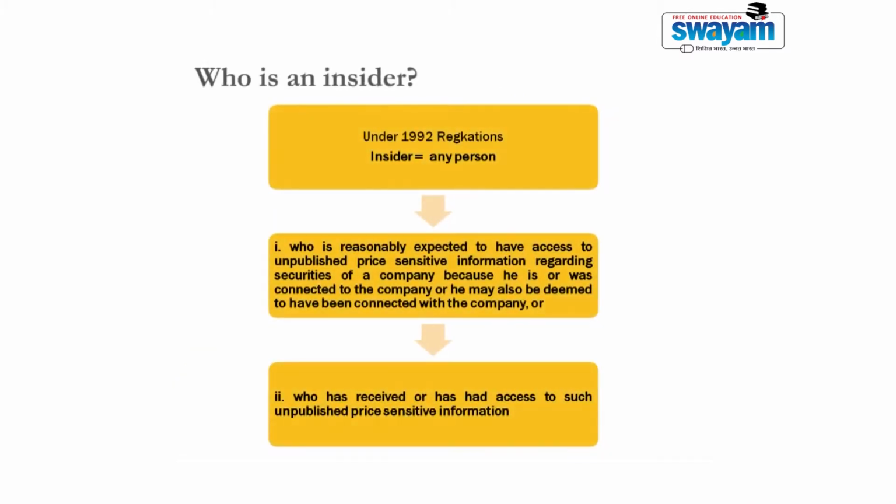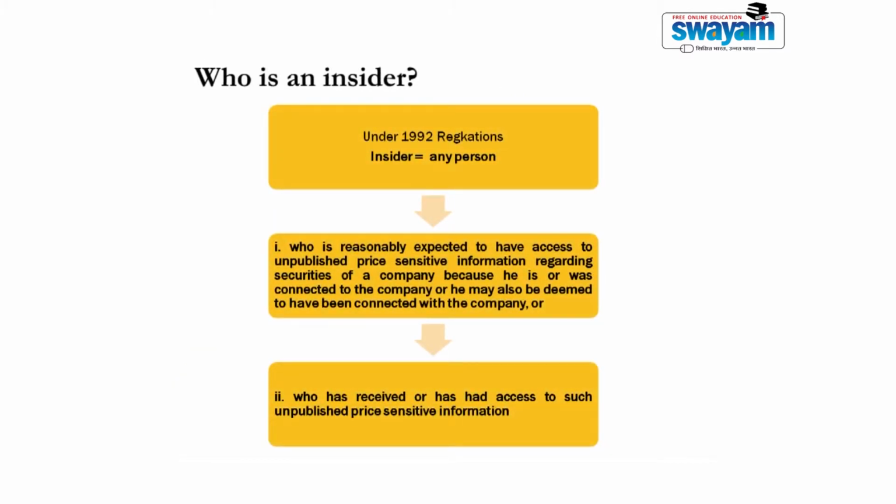So we say that the scope of this prohibition has been increased, and the exception which is given in 1992 regulations about the ordinary course of business, profession or employment or under any law has been changed now with the legitimate purposes, performance of duties or discharge of legal obligations. Now, who is an insider?